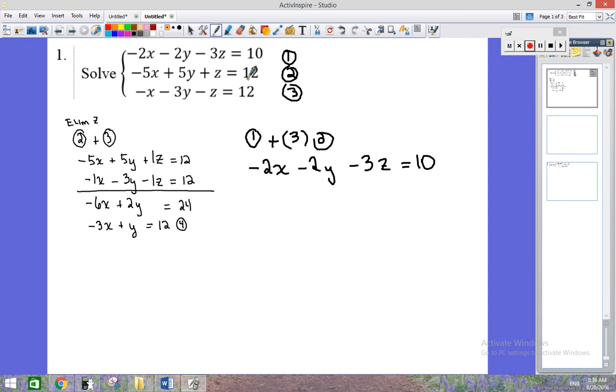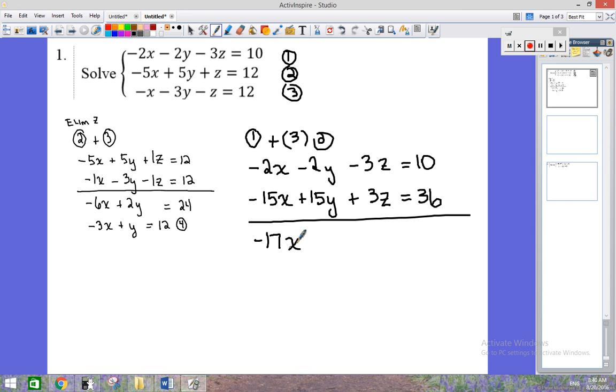And 3 times equation 2. Now when I add these together, the z's are eliminated. So I have accomplished my goal. Let's label this equation number 5. Now, to give us some room, I'm going to copy these equations.